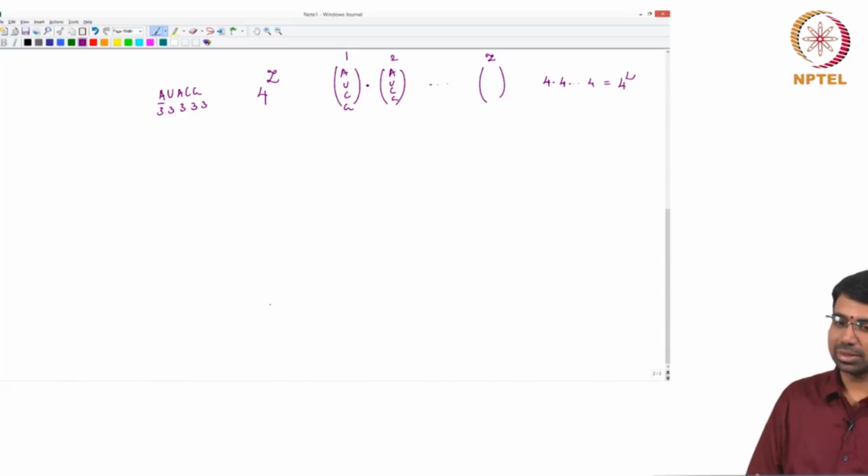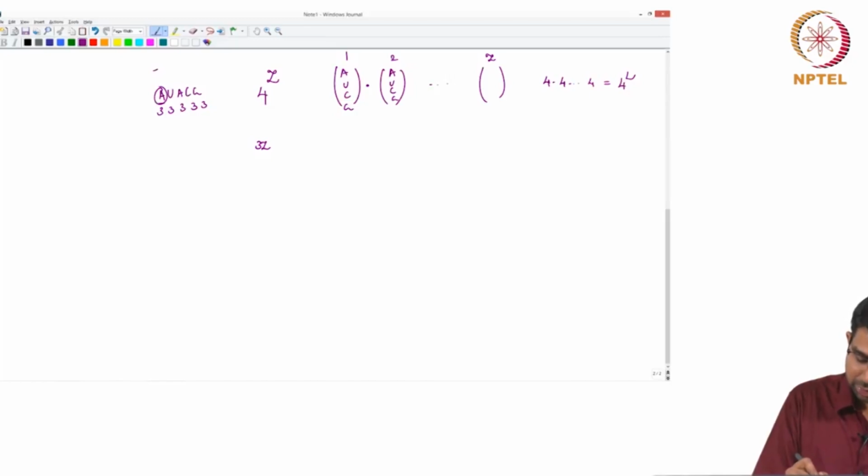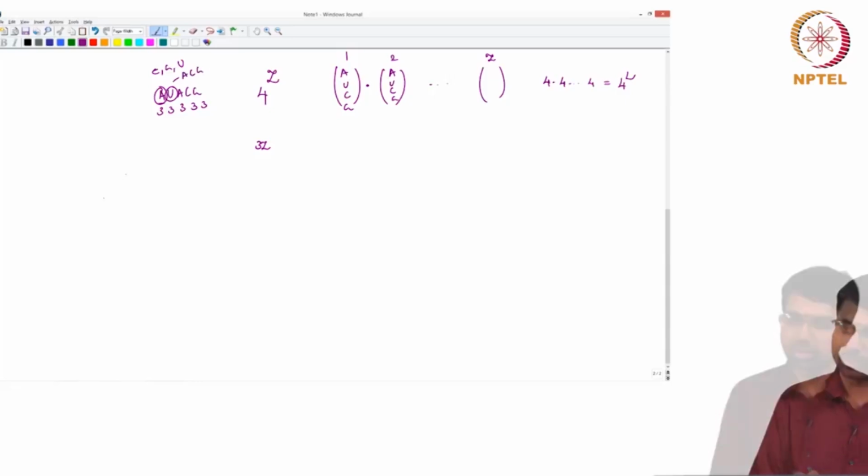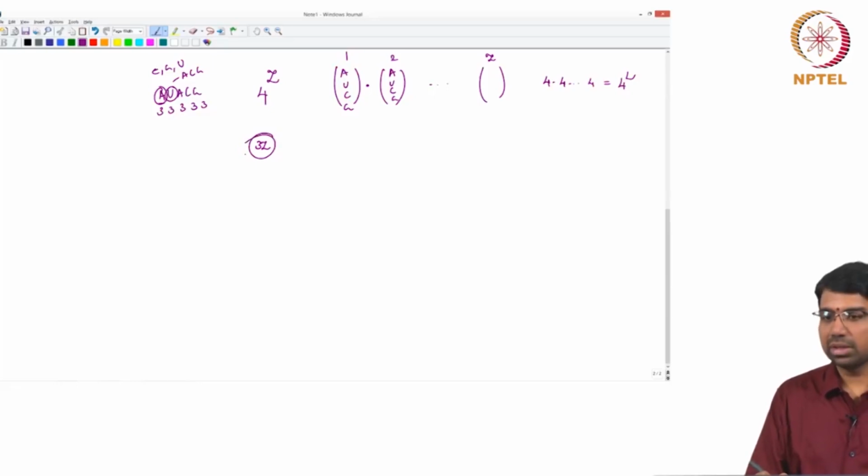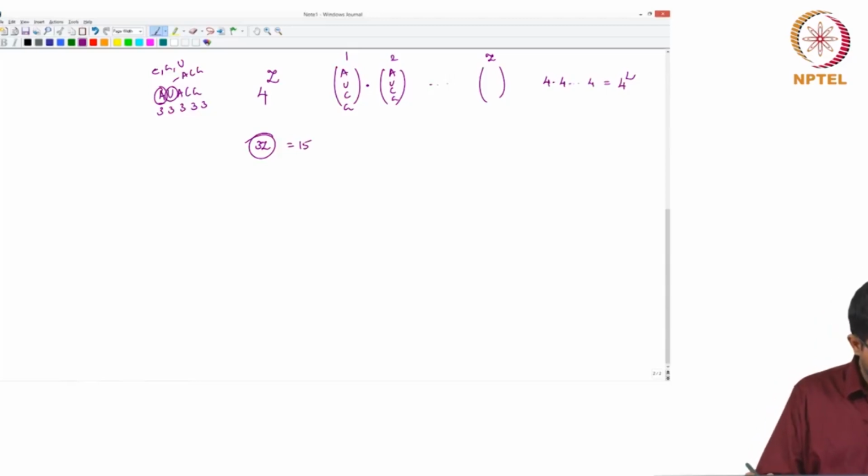If you are talking about an RNA sequence of length 30, you are talking about 4 to the 30, or 2 to the 60, which is somewhere around 10 to the 18, a very massive number. Whereas the number of neighbors is only 3L. You have A here, you can have C, G or U here; you have U here, you can have A, C or G here, and so on. Each of these would be a separate sequence, so you have a total of 3L neighbors. In this case it is going to be 15 neighbors.